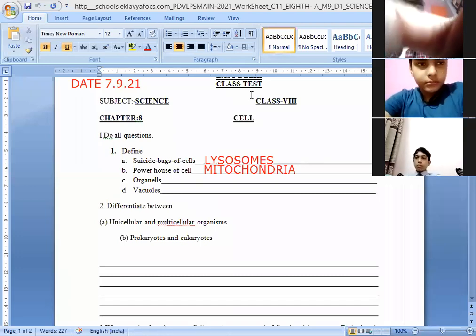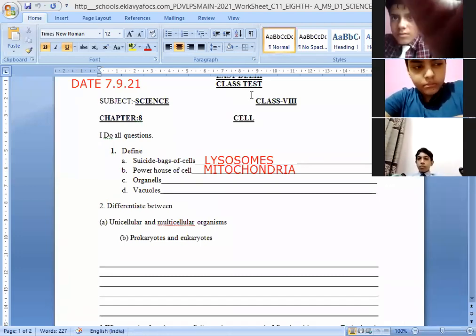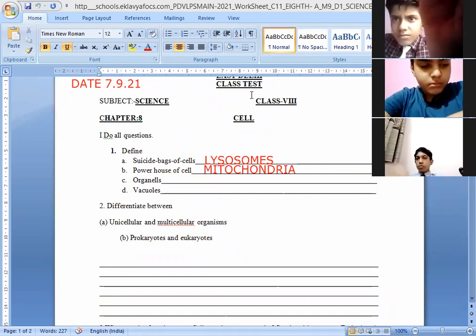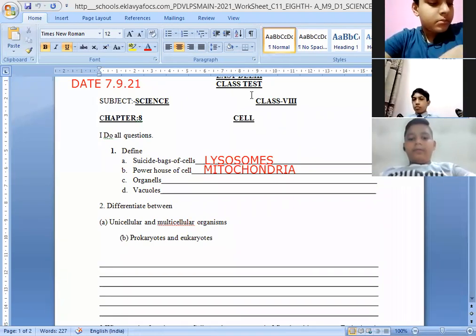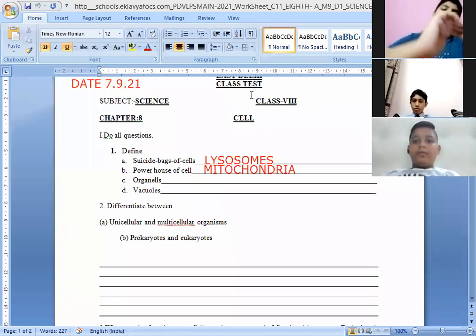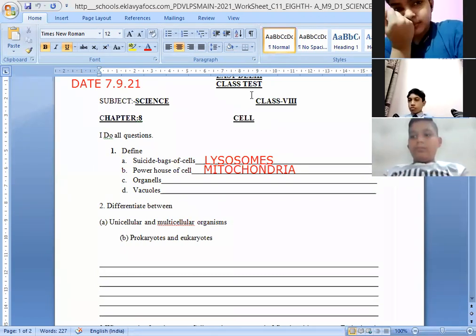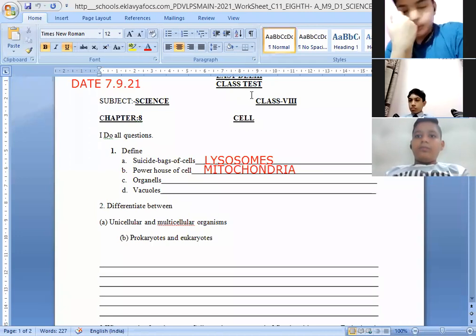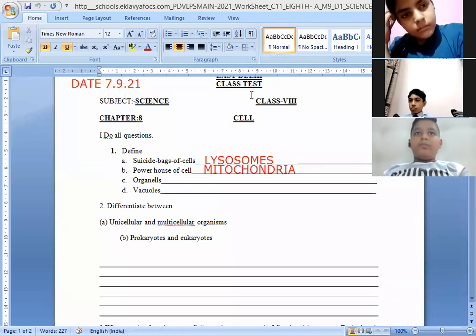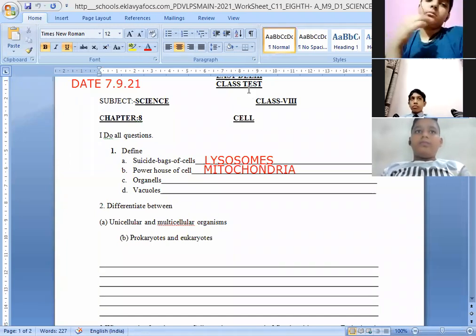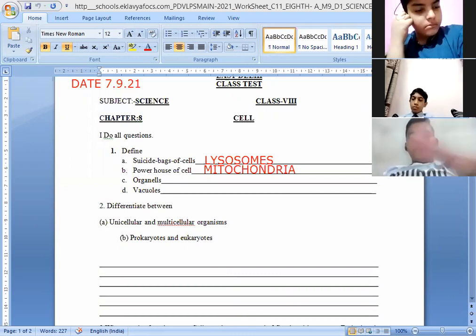The cells having no cell membrane, having nuclear material without nuclear membrane, are termed prokaryotes. And all organisms other than bacteria and blue-green algae are called eukaryotes. Okay, so this is the difference between prokaryotic and eukaryotic cells. Children, you have to write down at least two differences between the prokaryotes and eukaryotes.